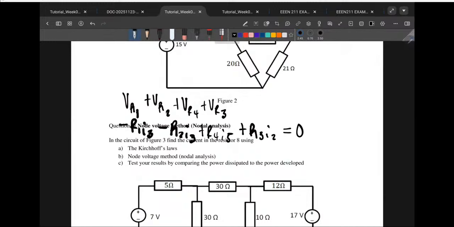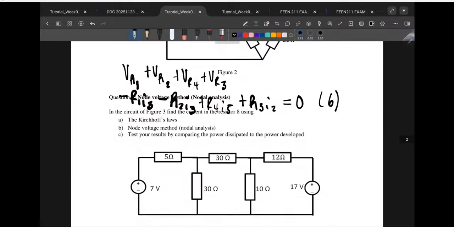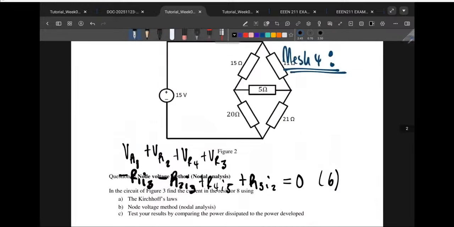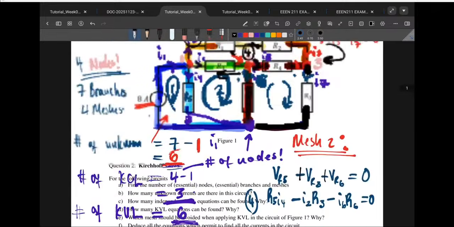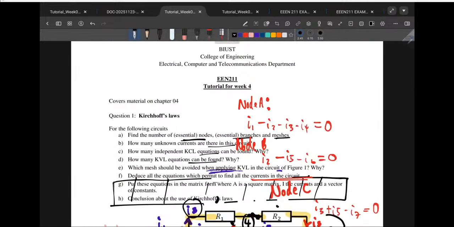This is going to be our equation number 6. So we now have 6 equations, and we are done. We have done all the way up to saying deduce. I don't want you to do the part where it says put into matrix form. You're not going to do that. Never, ever. Now we'll see some questions.